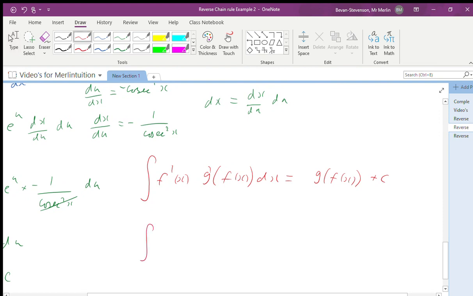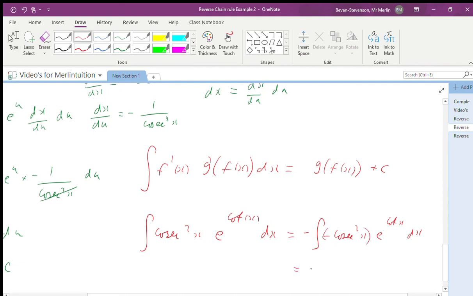So when I am integrating cosec squared x e to the cot x dx, that is we have got here, if I write it in this form, minus cosec squared x e to the cot x dx. Minus cosec squared is our differential of cot, so it's now in this form. So it integrates to minus e to the cot x plus c. There we are.